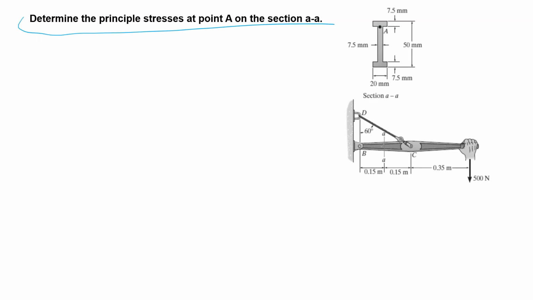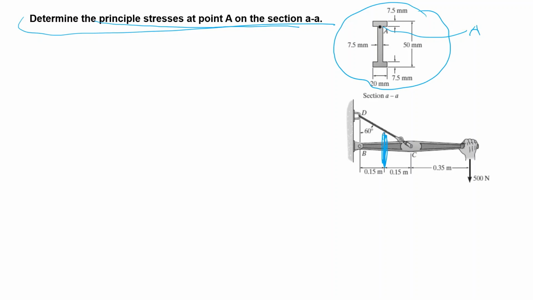Another problem. Determine the principal stress at point A in section AA. Okay, another section. This time we are interested in point A. This may be more complicated, since we have to determine the shear stress and bending. Let's see. Okay, this is the critical section. We have to determine the stresses, or the internal loadings, in the section.